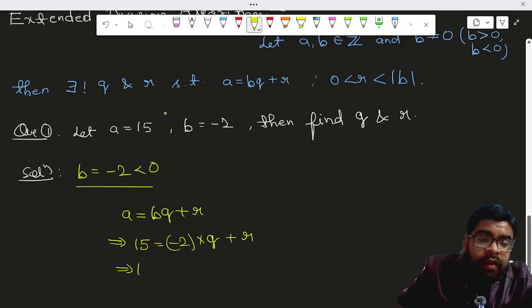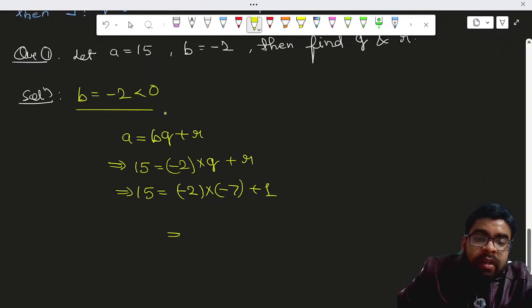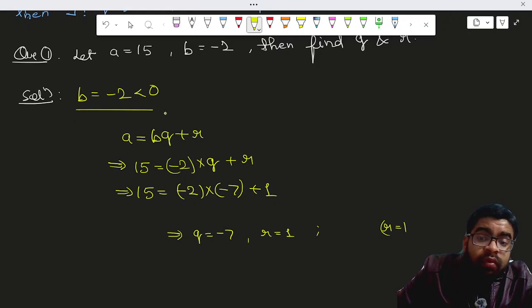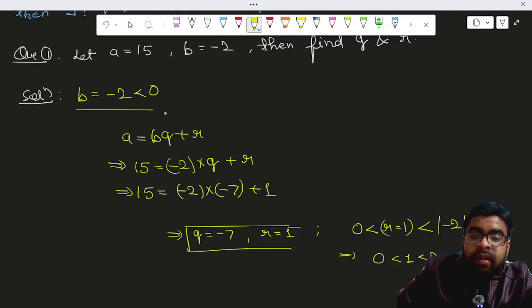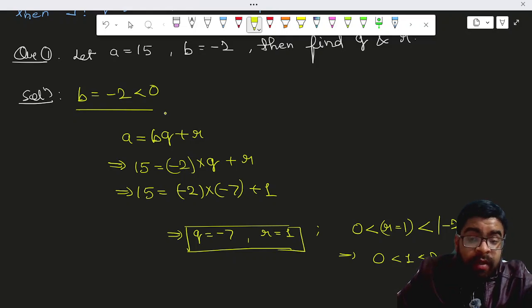So we can write over here that 15 is equal to -2. So -2 में मैं क्या multiply करूँ? So for example, if I multiply by -7, it becomes 14 and plus 1. So from here, q is equal to -7 and r is equal to 1. And definitely we can say that this r equal to 1 is greater than 0 and less than mod -2, which means that 1 is greater than 0 and less than 2. So by extended division algorithm, we can find the values of quotient and remainder when our integer b is negative.